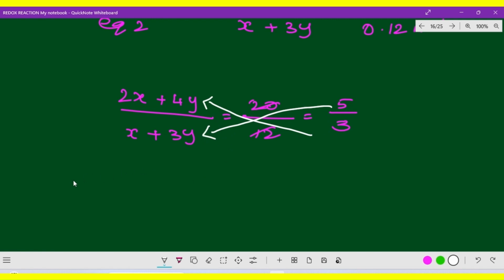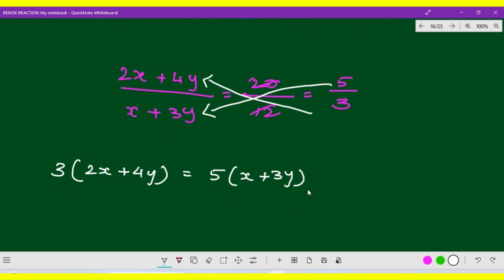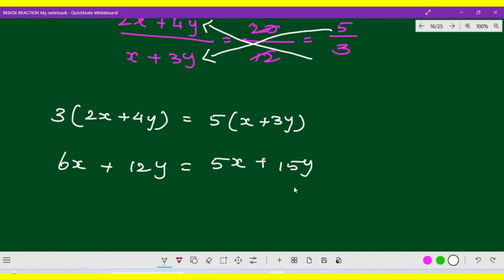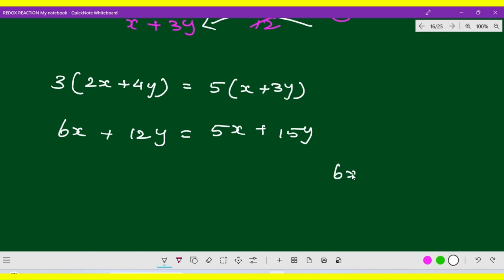So cross multiplication. How do you go for it? 3 into 2x plus 4y equal to 5 into x plus 3y. I think you got an idea. Now multiply it: 6x plus 4 3s are 12y equal to 5x plus 5 3s are 15y. Now you cancel that. 6x minus 5x equal to 1x, and the same way 15y minus 12y equal to 3y.